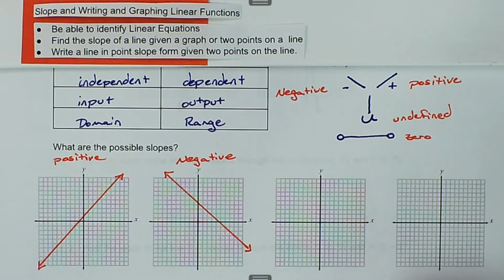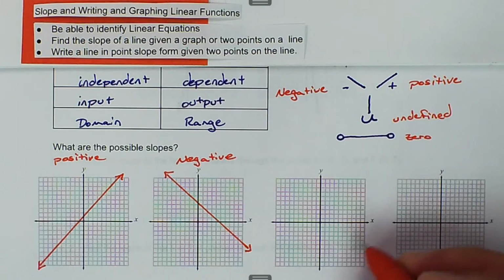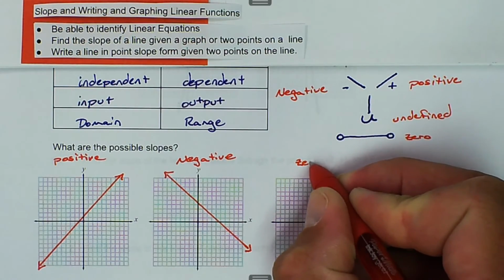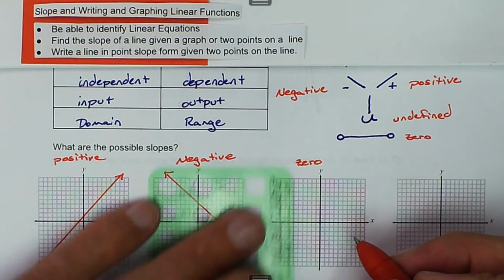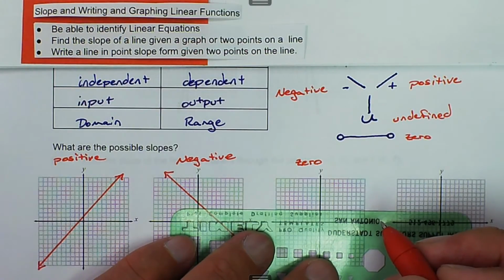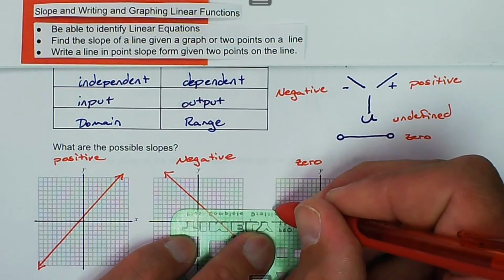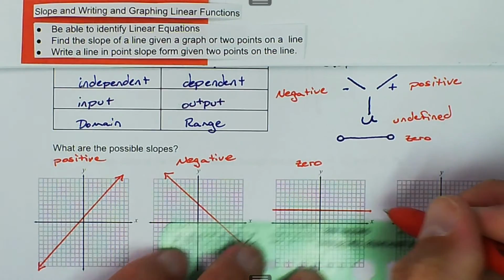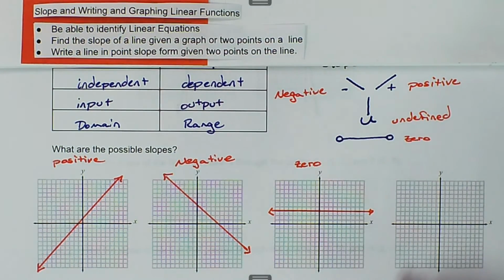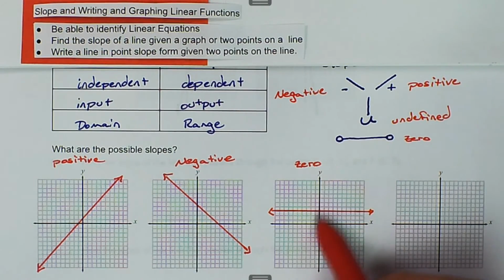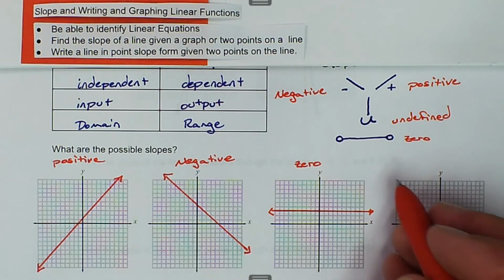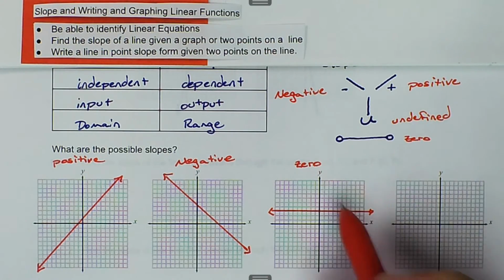And then probably the most confused ones that we do, the difference between 0 and undefined. 0 is just going to be straight across. And this one is 0 because there's no vertical change. So later on, we get into the equation of rise over run. Basically, we have 0 over some distance, which is 0.